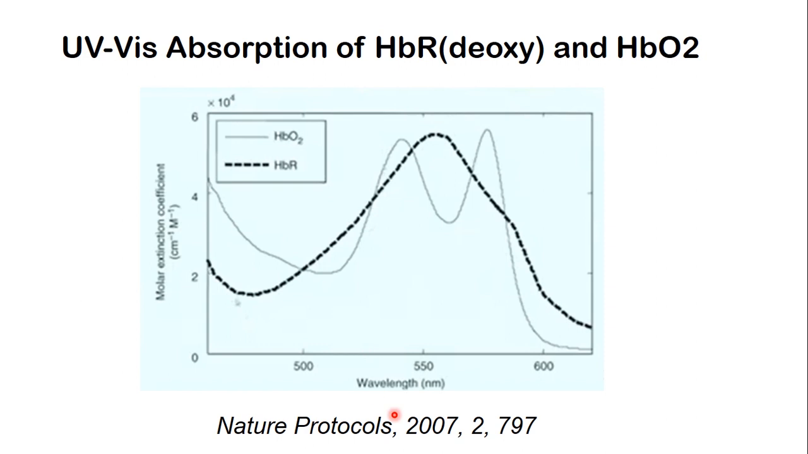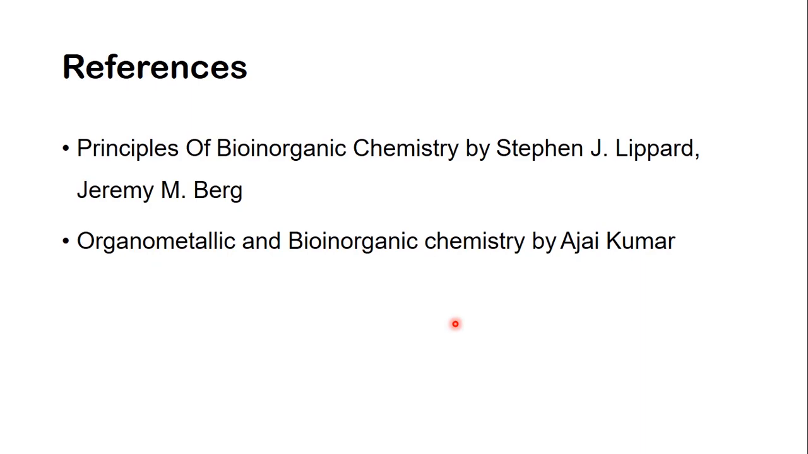I hope you know UV-visible spectra. It is measured in wavelength on the x-axis, and here it is measured in molar extinction coefficient on the y-axis, and this is the reduced one, that is the dotted one. But once it's oxygenated, it gets 2 bands, as you can see. So this is how we can differentiate easily between both forms.